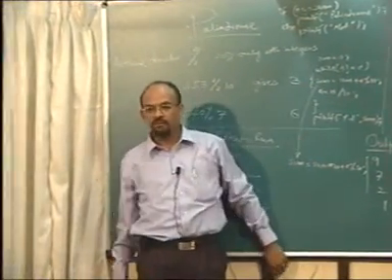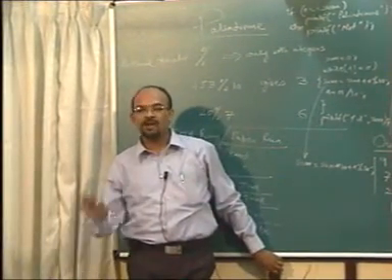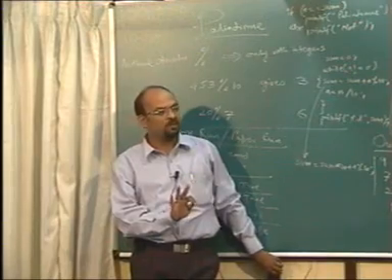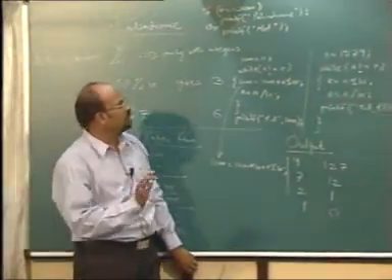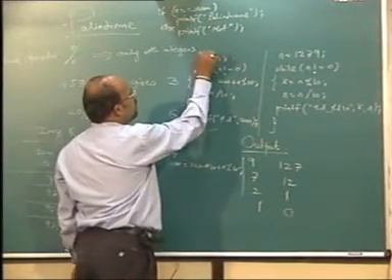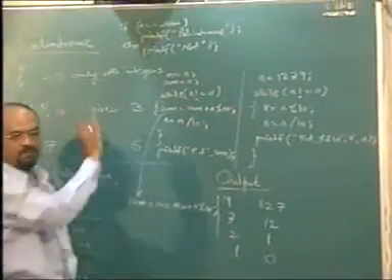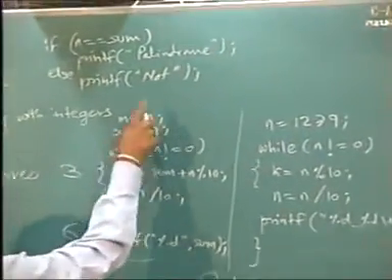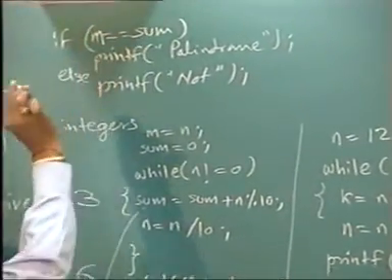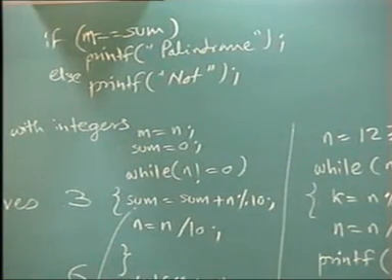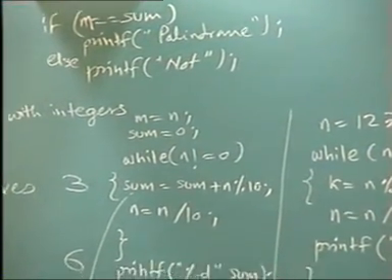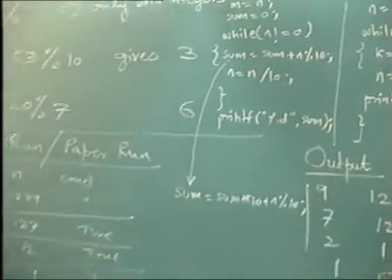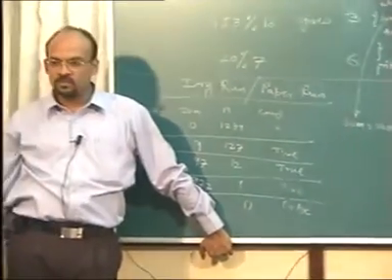Now the remedy. Make a copy of that n. n is going to be destroyed anyway. Before it is destroyed, make a copy of it. Say m equal to n. And instead of comparing with n, compare with m. And it works. Because n gets destroyed, m will still have the original value. Got it?